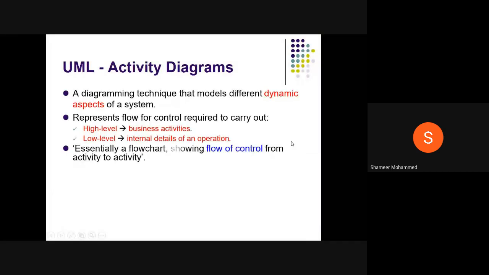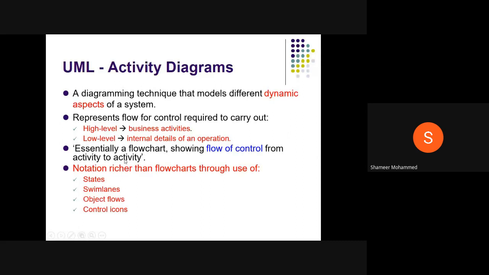Now, this diagram is like a flow chart, with flow of control from one activity to another activity. So you should use these symbols and notations: state symbol, swim lane, object flow, control flow. I will explain to you what these notations are in the next slides.